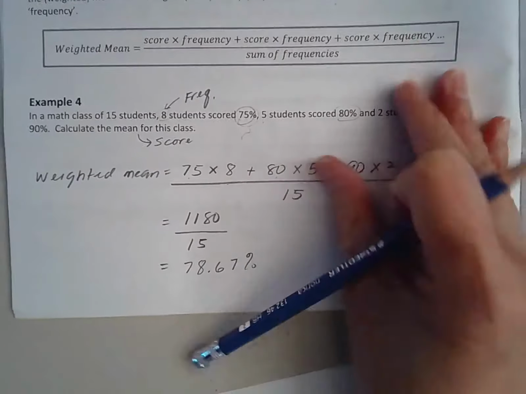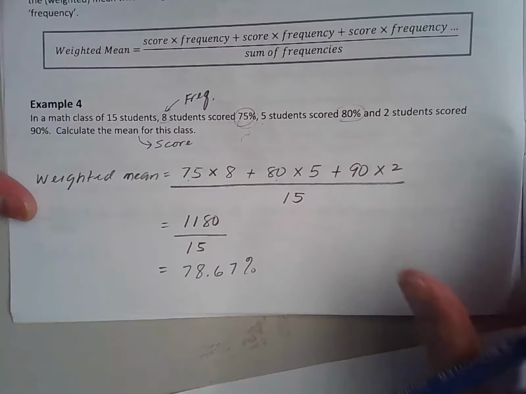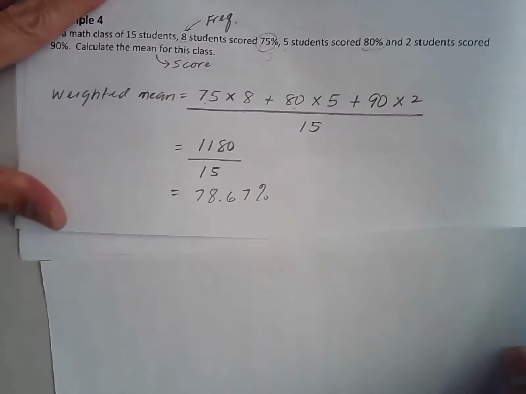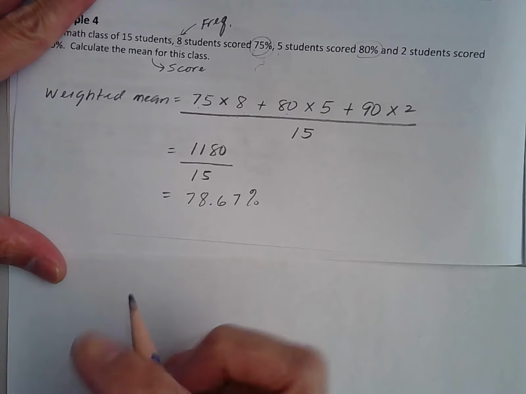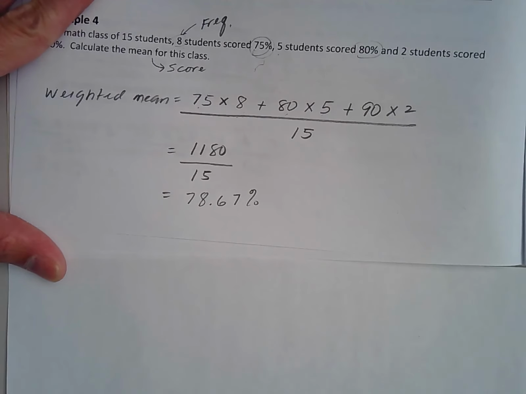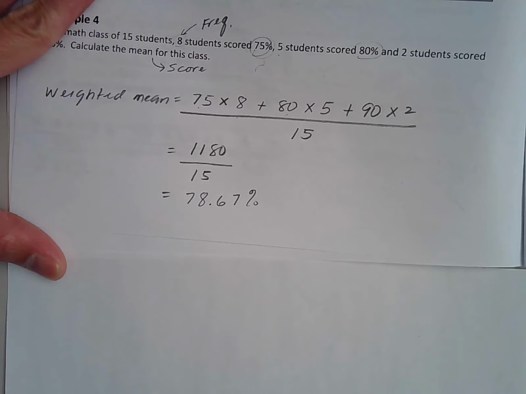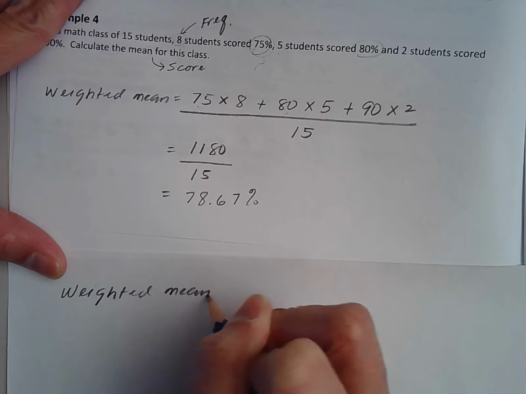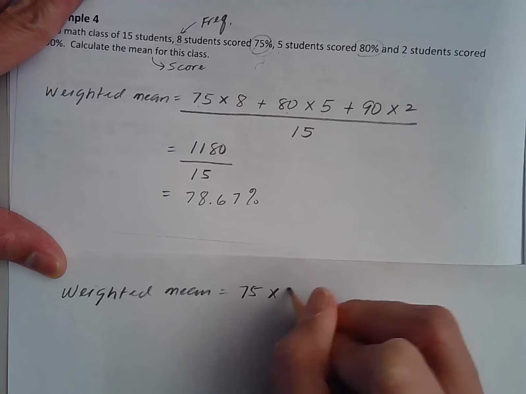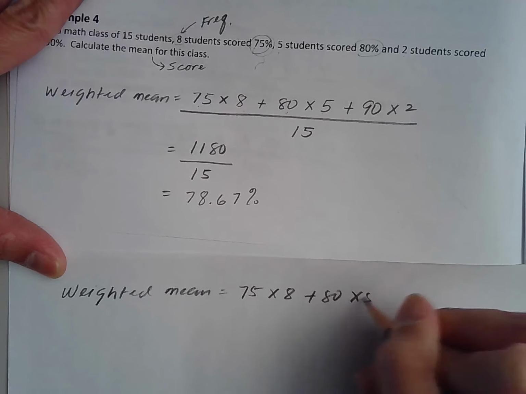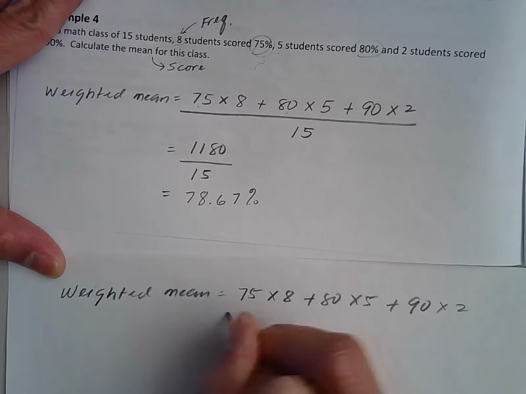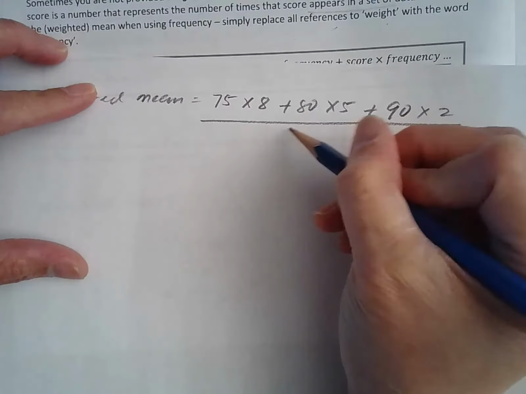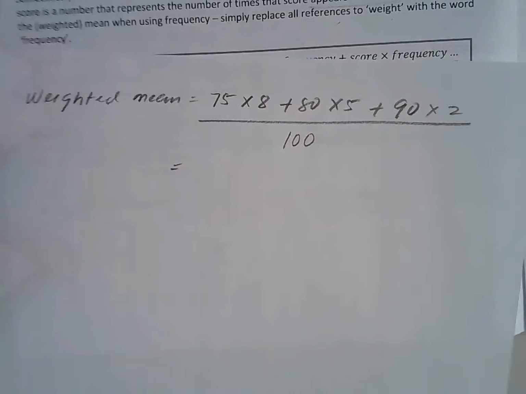I'm going to show you something, and then you'll say, does that make sense? Okay, so let's say you're presented this question. Same question. Tell me if this makes sense, and if it doesn't, why doesn't it? I started off the same, 75 times 8, 80 times 5, 90 times 2. But instead of that, I divided by 100.